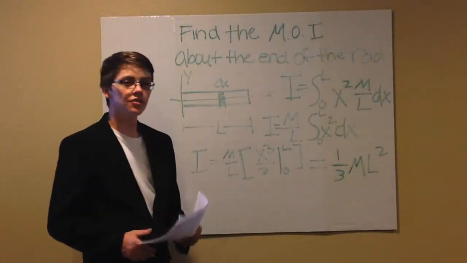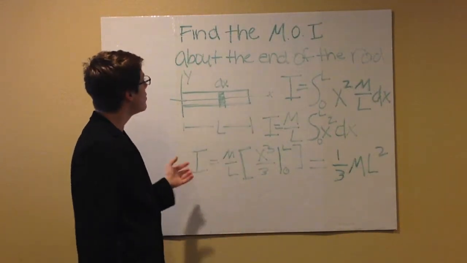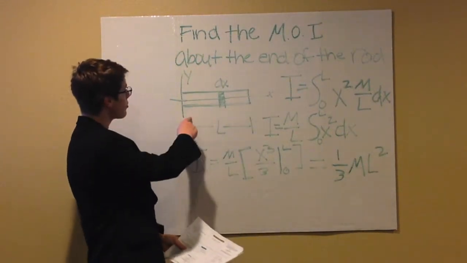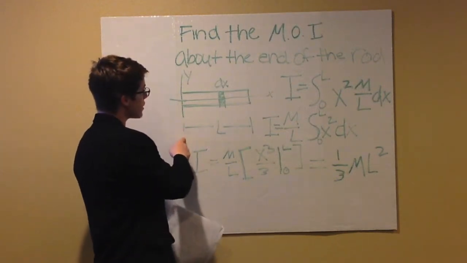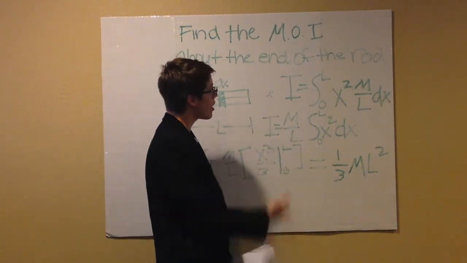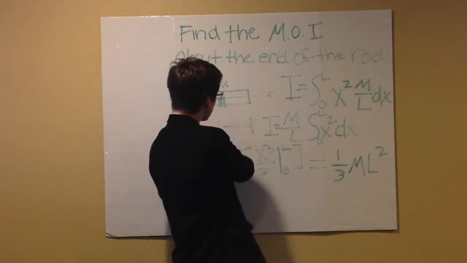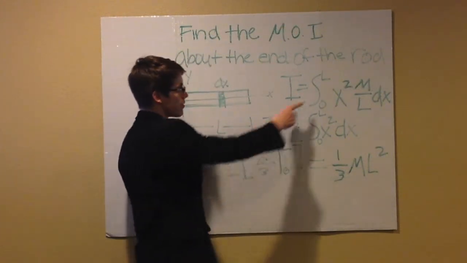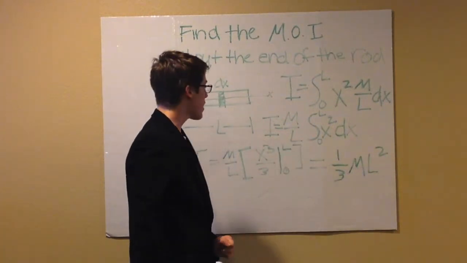Okay, now we're going to do an example. We want to find the MOI, or the moment of inertia, about the end of the rod. So here we have our rod, it's right on the y-axis, so we're going to start at 0, and it's going to go to L, the end of the rod. So we're going to use the equation we used before, I equals the integral from 0 to L, 0 being the beginning of the rod, and L being the end of the rod, of x squared m over L dx.